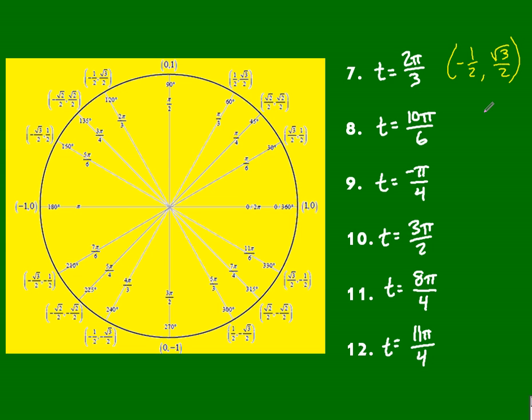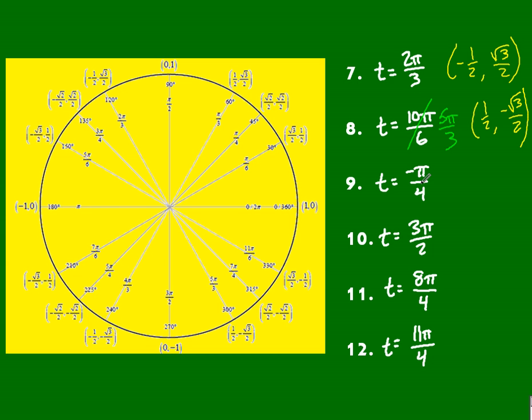10 pi over 6 doesn't exist on my unit circle, so the first thing I should try to do is reduce it. When I reduce it, it becomes 5 pi over 3, and that one is on the unit circle. 5 pi over 3 is down here, 300 degrees. This ordered pair is positive 1/2, negative square root of 3 over 2. So the same as the last answer, just the signs are reversed.